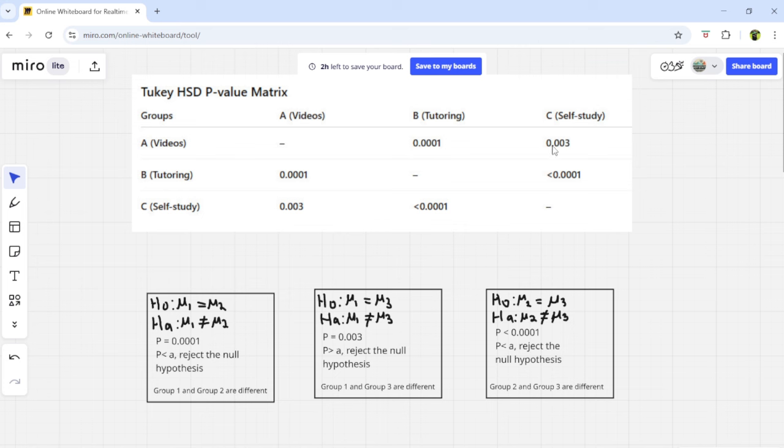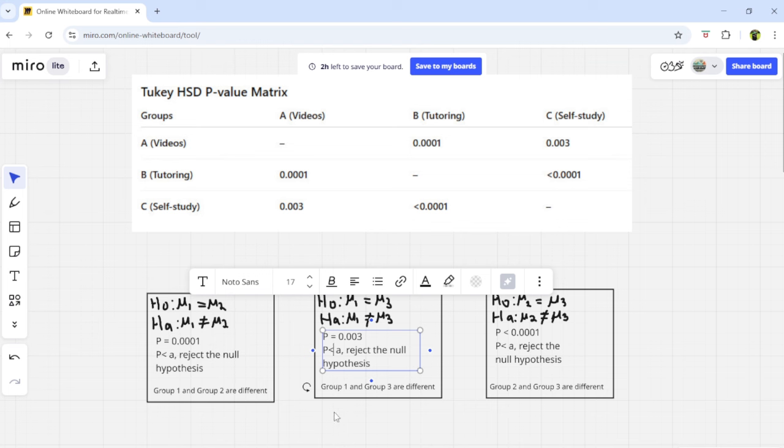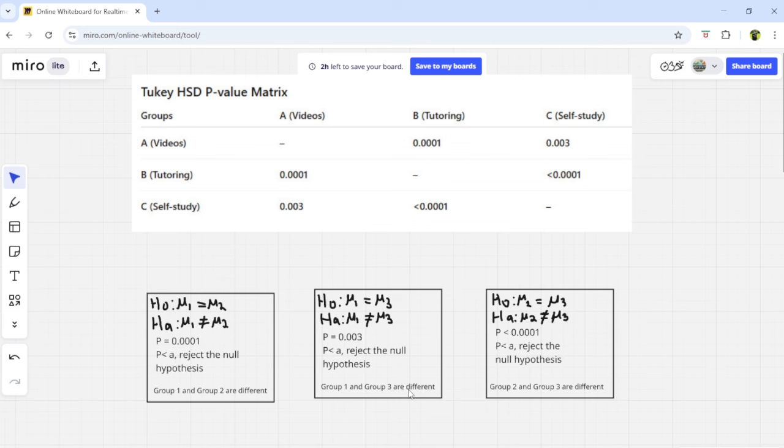The p-value for this one is 0.003, which is also less than 0.05. So I made a mistake here. It's actually less than 0.05. Therefore, we reject the null hypothesis and say group 1 and group 3 are also different. And then we do group 2 and group 3 as well. For group 2 and group 3, we say they're equal for the null hypothesis, and different for the alternative. The p-value is less than 0.00001, meaning it is less than alpha, and we also reject the null hypothesis.